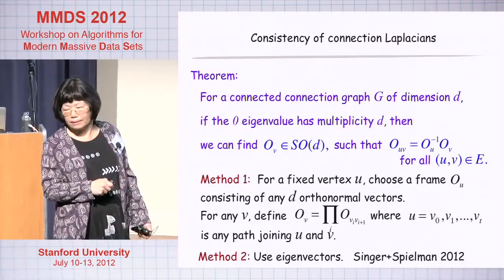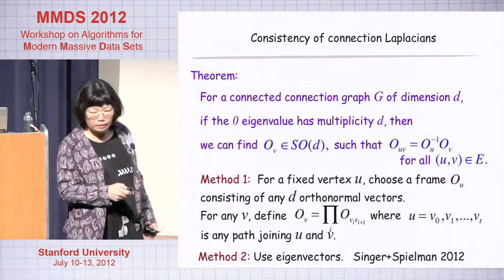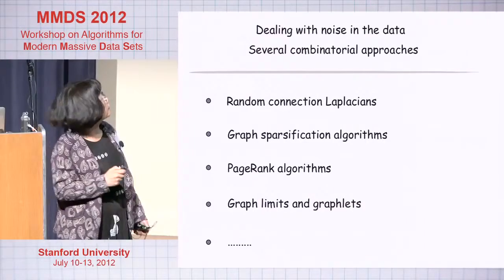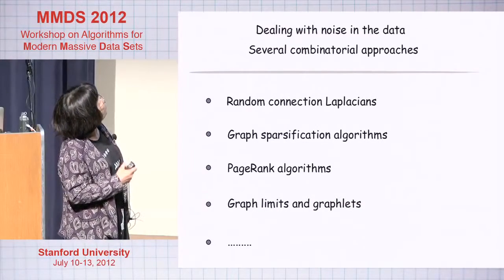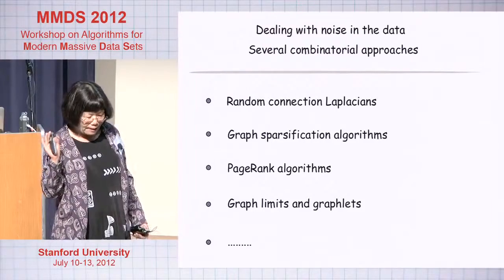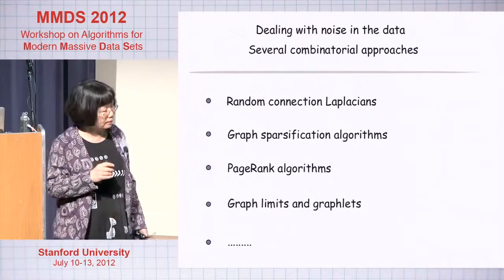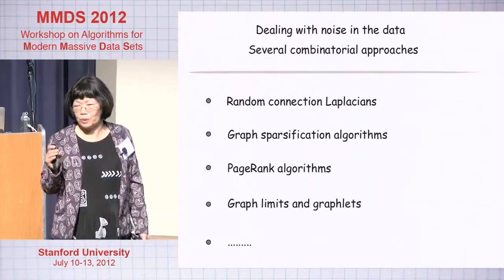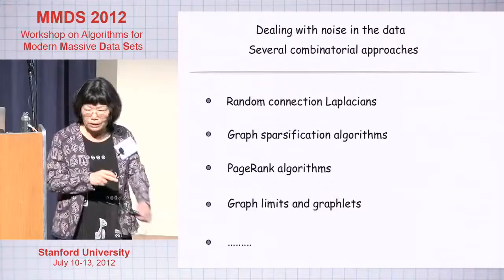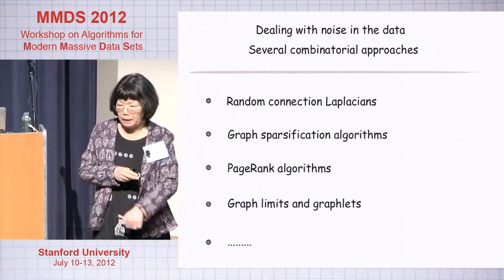There are a couple of methods that we use. In fact, there's a new paper by Singer and Spielman. They also use eigenvalues to do this construction. So in general, when it's consistent, it's all very nice. But what happens when your data contain lots of noise, which is usually the case? There are several approaches, so please cut me off if I go over.